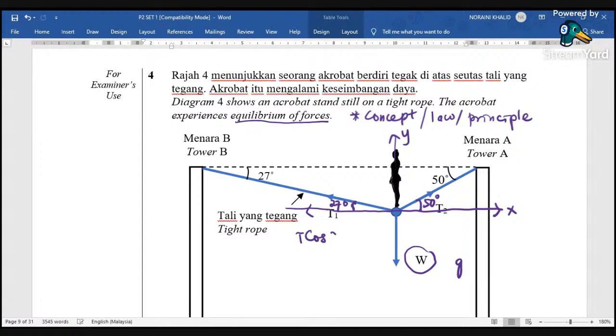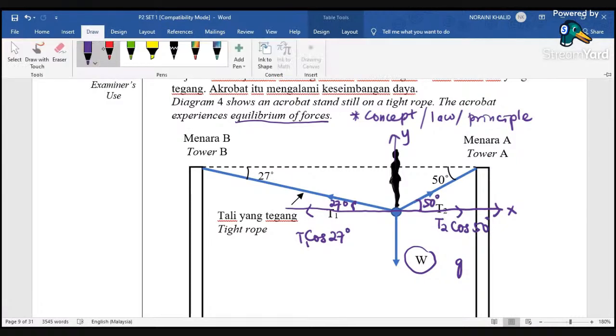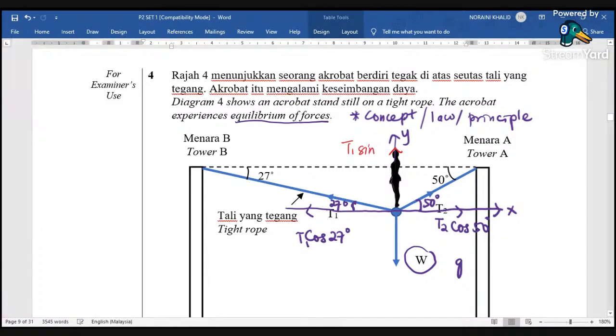Resolving T1, you will get T1 cos 27 here, and here you will get T2 cos 50. For the vertical part, this one will become T1 sine 27, and this one T2 sine 50.